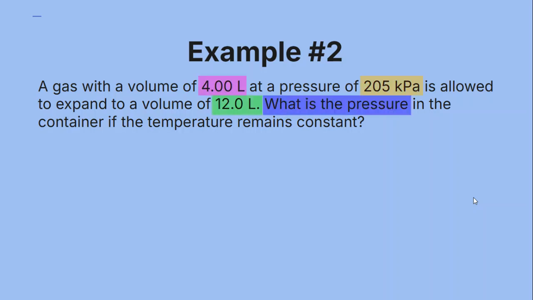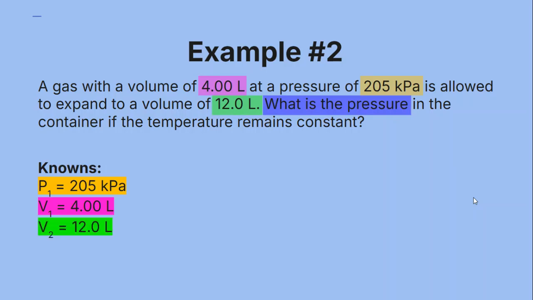So I'm going to start by highlighting the known variables and the unknown variable. My known variables: P1, my initial pressure, is 205 kilopascals. My initial volume is 4 liters. My new volume is 12 liters. And my unknown variable is my new pressure. And I know it's going to be in kilopascals because the units for pressure have to be the same on both sides of the equation. Same with volume.